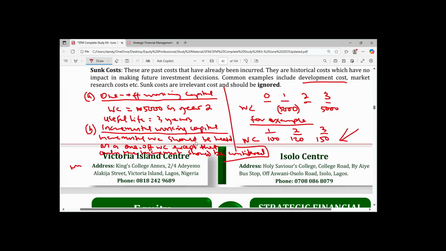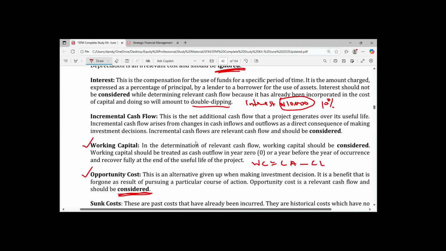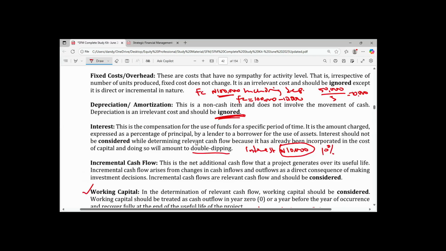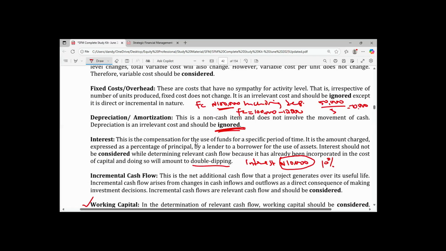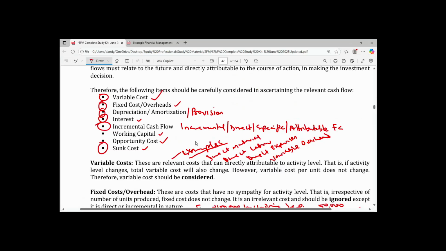So this is how to treat incremental working capital, and this is how to treat relevant cash flow when you see them in the question. When you see any of these line items that I mentioned, these are the most common line items that you can be given in a question, and you must know how to treat each of them.